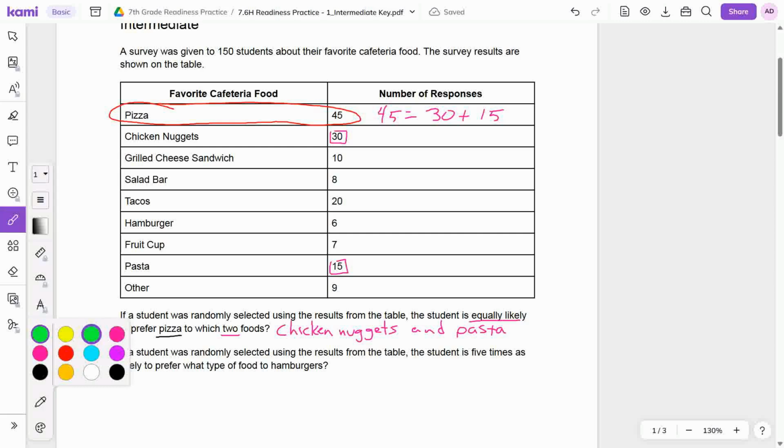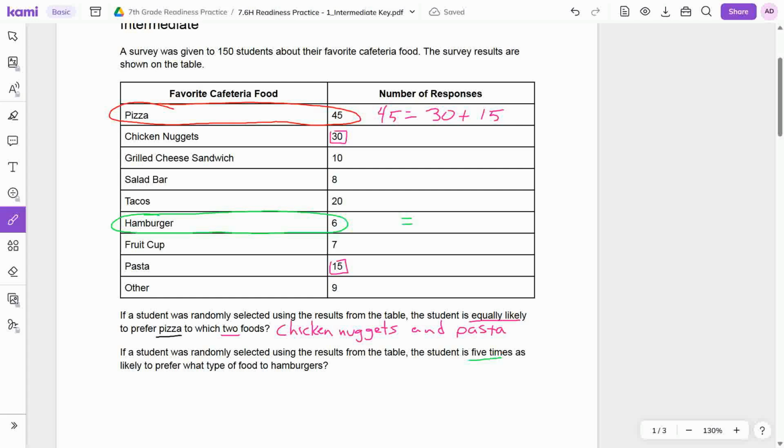So our next question states, if a student is randomly selected using the results from the table, the student is 5 times as likely to prefer what type of food as hamburgers. Okay, so where's my hamburgers? My hamburgers are right here. Okay, so something is going to equal 5 times my hamburger. Well, what's 5 times my hamburger? If my hamburger is 6, 5 times that is going to be 30.